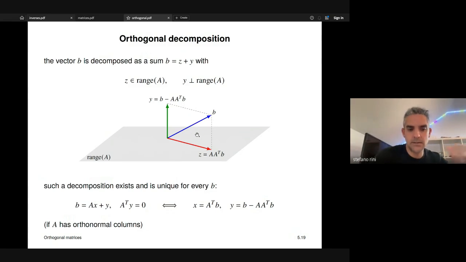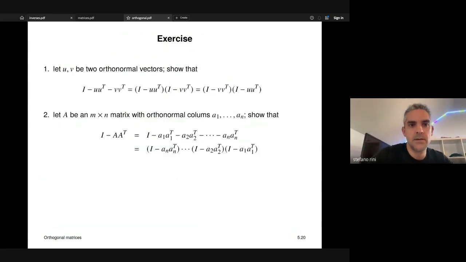Now if we let U and V be two orthonormal vectors, what we can show is that I minus UU transpose minus VV transpose can be rewritten as follows. And if A is an m times n matrix with orthogonal columns, then we can show the reflector equation. This is why using reflectors is very efficient, because I minus AA transpose decomposes into the product of I minus the column-wise outer products.